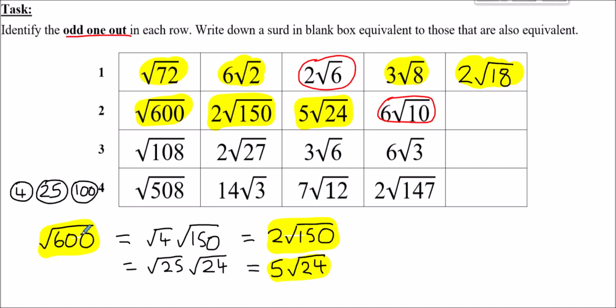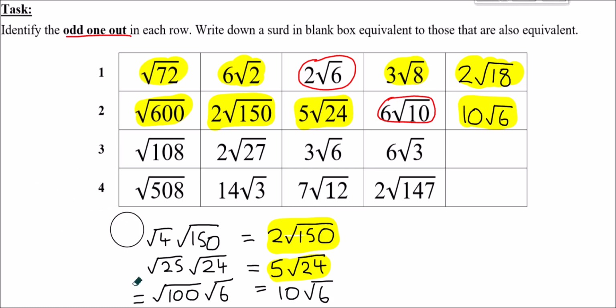So another surd which is equal to root 600, we've not used 100 yet. So think about splitting root 600 into root 100 root 6. That gives us 10 root 6, which hasn't yet been listed, and so we can list this as our own example of one which is also equivalent to these three. And so for row 2, we've got these three which were equivalent, 10 root 6 which I can include, and 6 root 10 is the odd one out. So again, let's use the same idea for row 3.